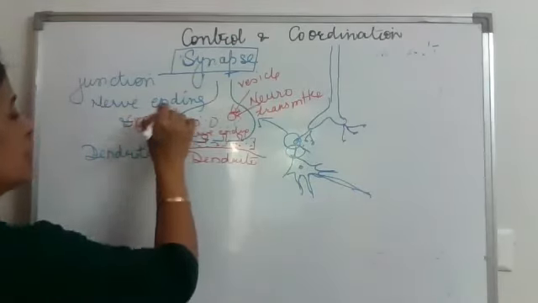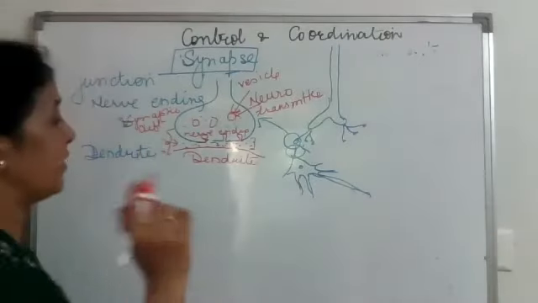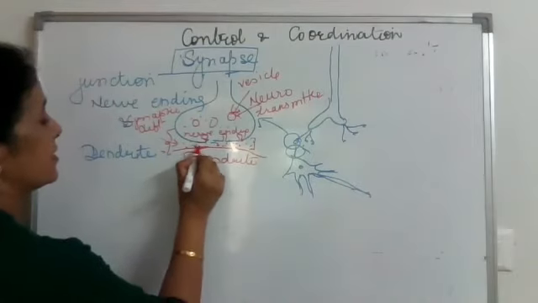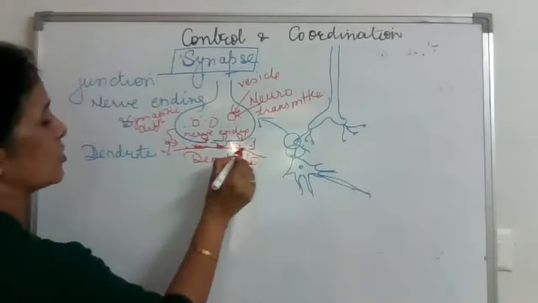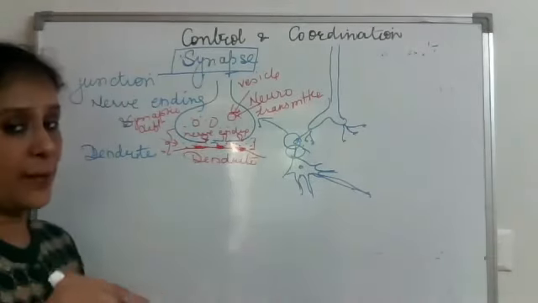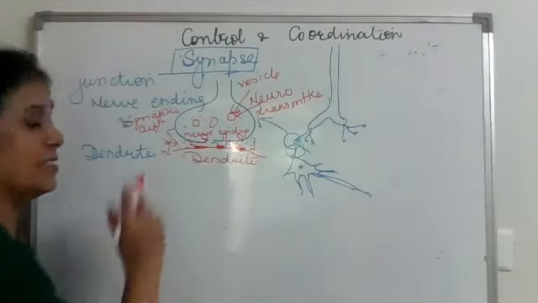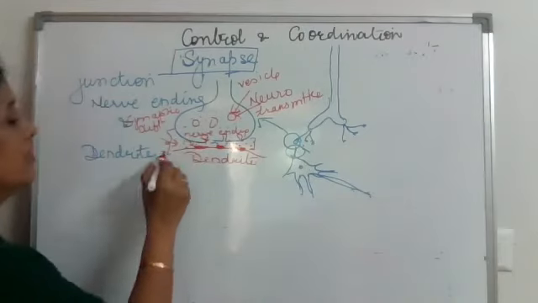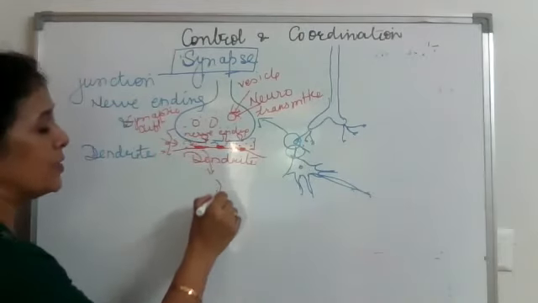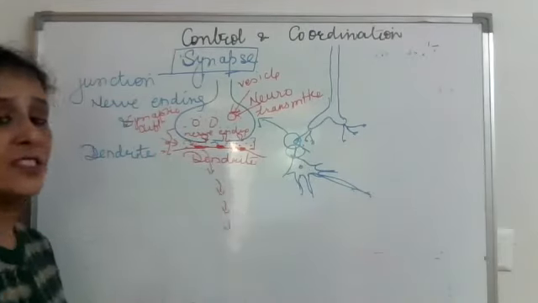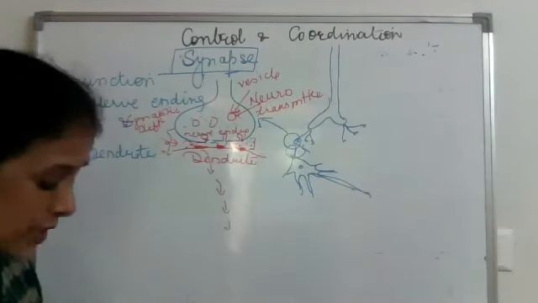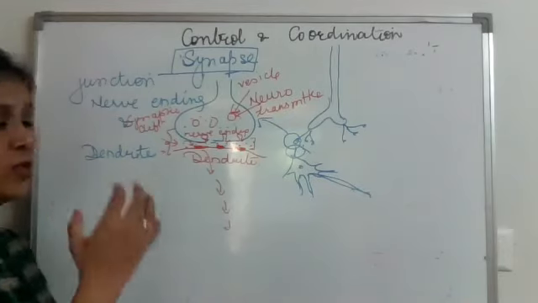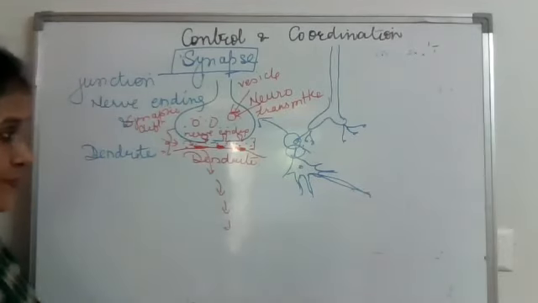So this neurotransmitter is secreted at the synaptic cleft, and this is received by the receptors here. There are certain receptors on the dendrite. These receptors will receive this signal in the form of chemical. And once they receive this signal, the impulse will start in this neuron. Right? So that is how the impulse is transmitted from one neuron to another neuron.